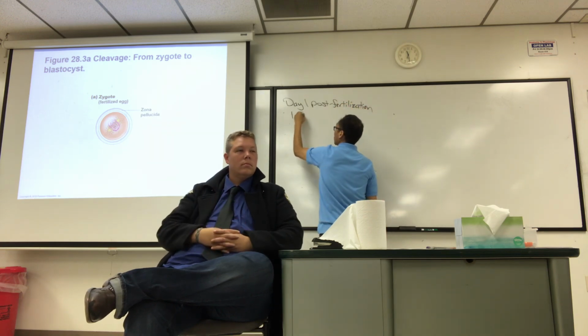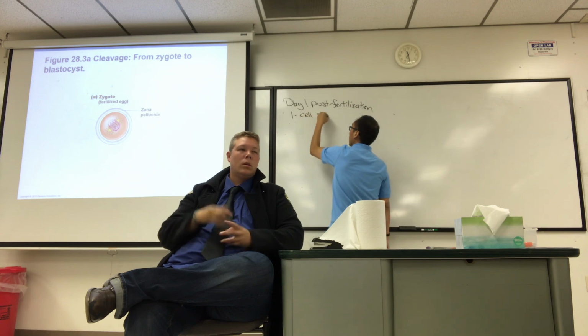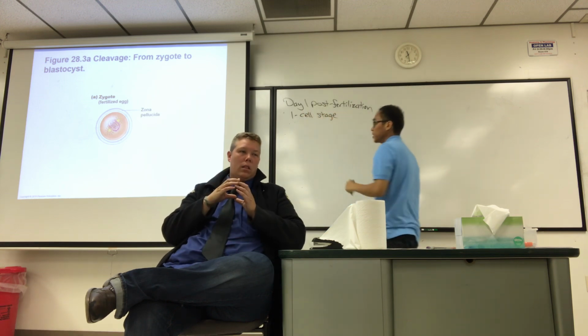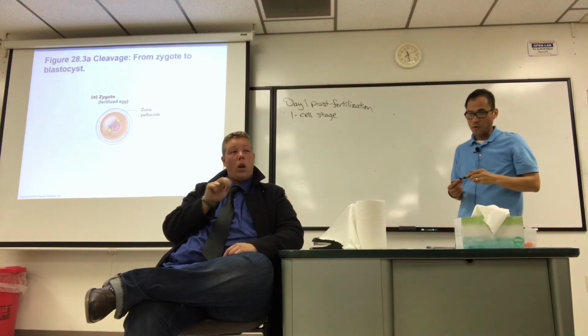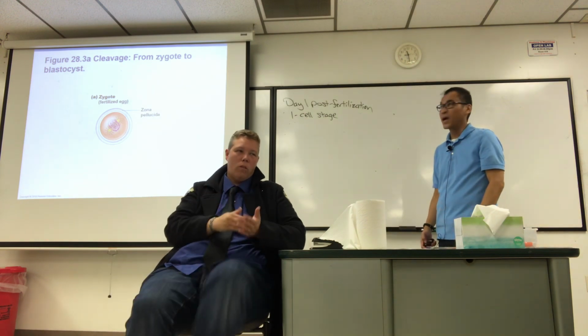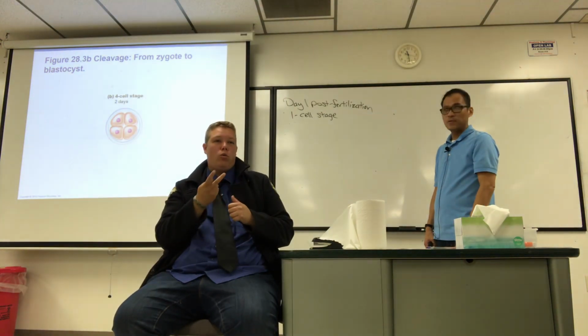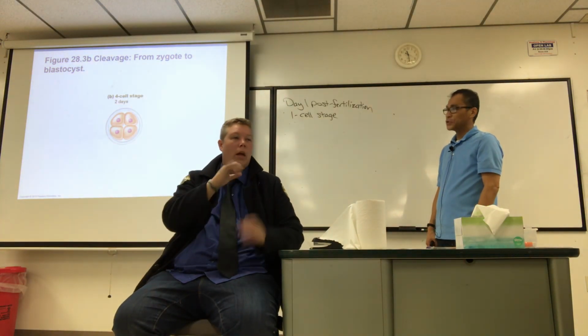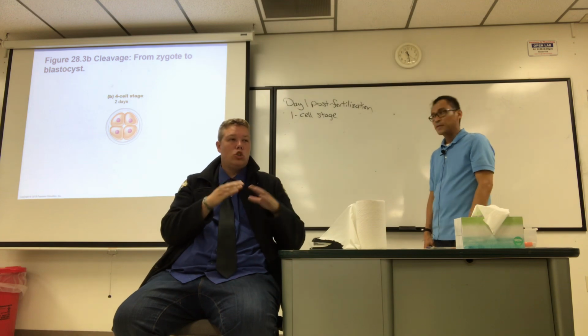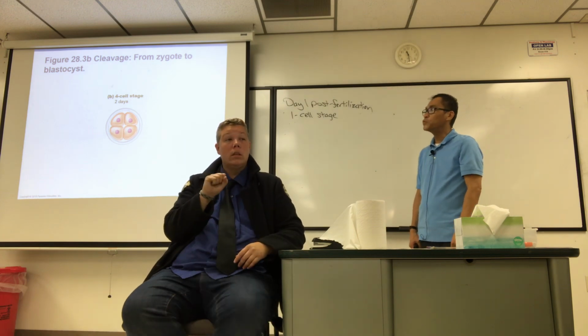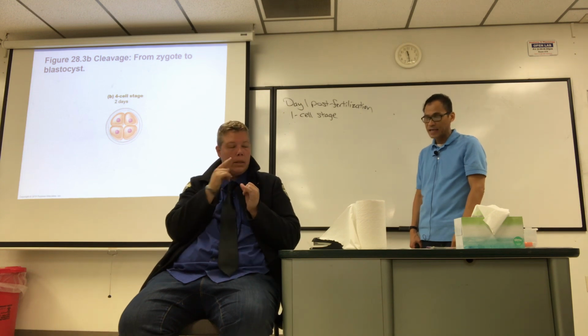Call it one cell stage. Zona pellucida is still there. I won't keep writing it. I just want you to observe it's still there, because at some point it's going to go away. Now, in these first couple few days, the cell divisions of mitosis, the daughter cells have to reduce in size because they're confined by the restricted space inside the zona pellucida.